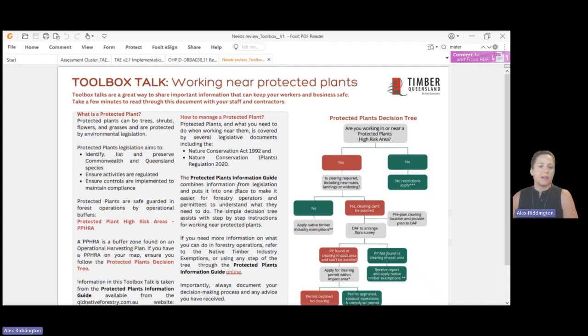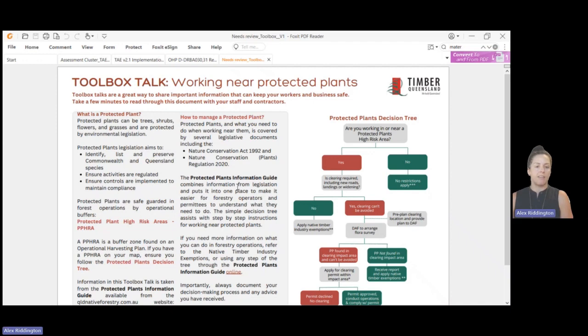Protected plants can be trees, shrubs, flowers and grasses and are protected by environmental legislation. Protected plants legislation aims to identify, list and preserve Commonwealth and Queensland listed species. It ensures that activities are regulated and ensures controls are implemented to maintain compliance. Protected plants are safeguarded in forest operations by operational buffers called protected plant high risk areas. These are commonly known as blue triggers.